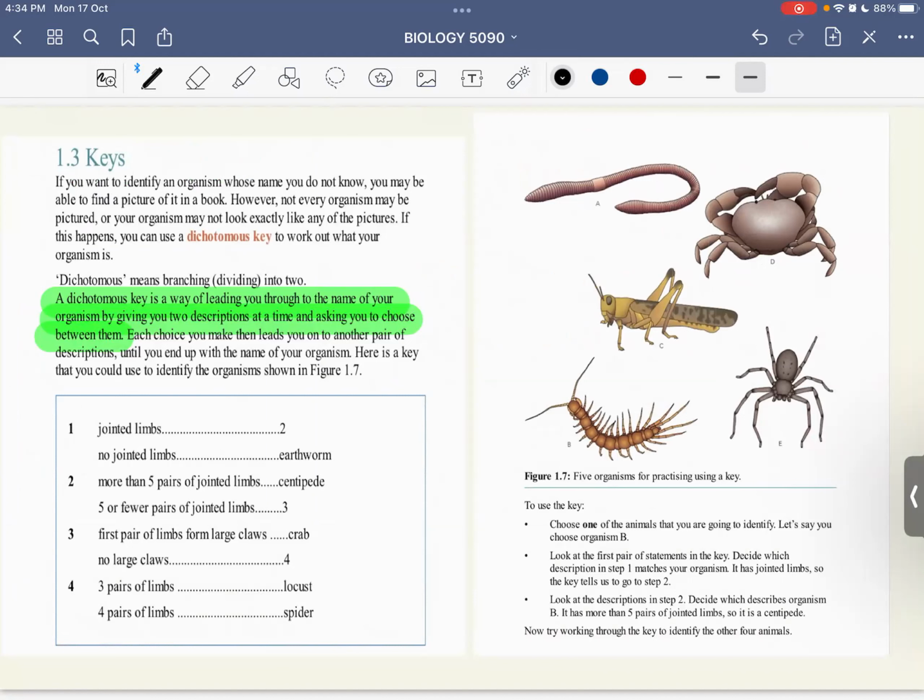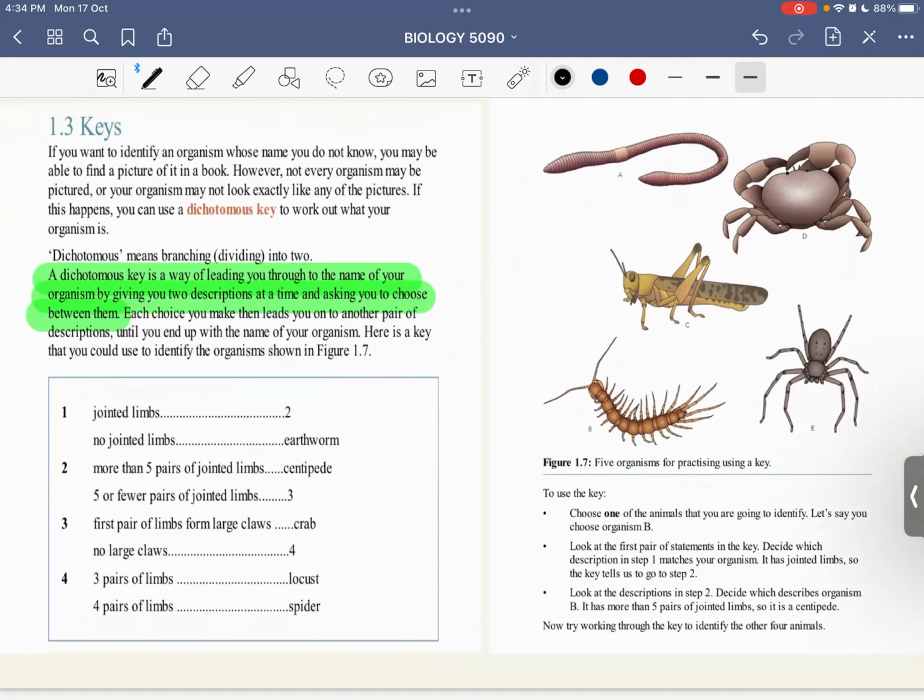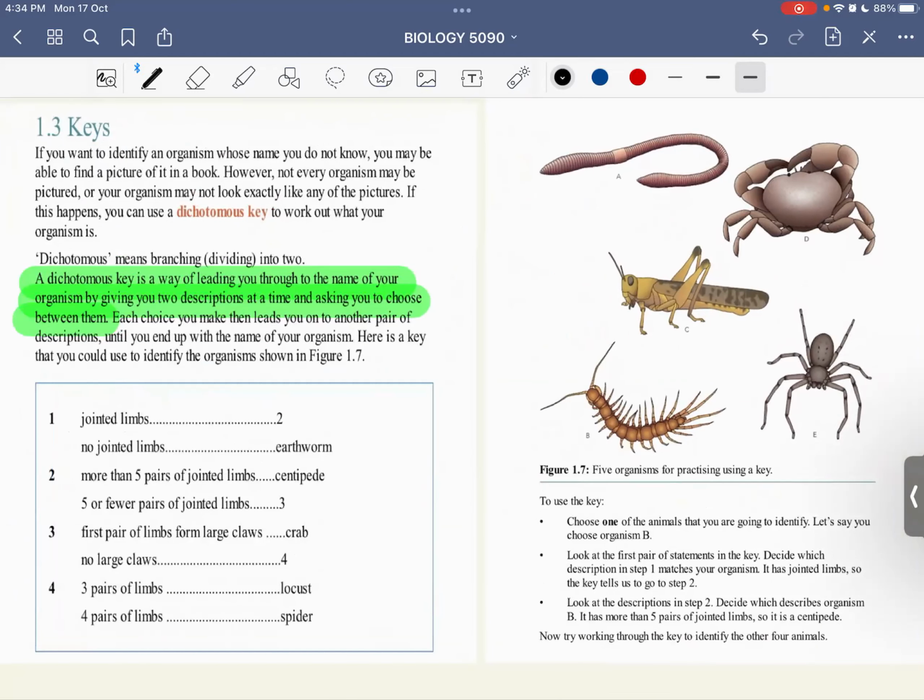Decide which description in step 1 matches your organism, which is organism B. Okay? Which does it resemble? Jointed limbs or no jointed limbs? Jointed limbs. Achha. Now, the description is saying that if the organism B contains jointed limbs, you jump on to step 2. ठीक है? अच्छा, अब हमें पता चल गया कि हमने जो organism choose किया है, it has, of course, obviously, it has jointed limbs.